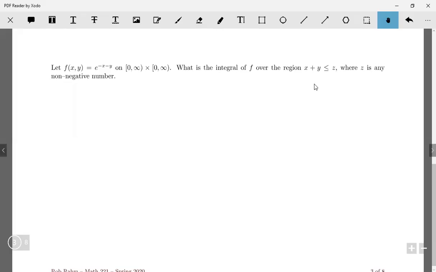This problem is similar to the one before, but notice that instead of having this be a 1, it's a z, where z is any non-negative number. So now this is going to be an integral that depends on the parameter z. So let me just go to Desmos to illustrate what's going on here a little bit, and then I'll come back to this to actually do the computation.